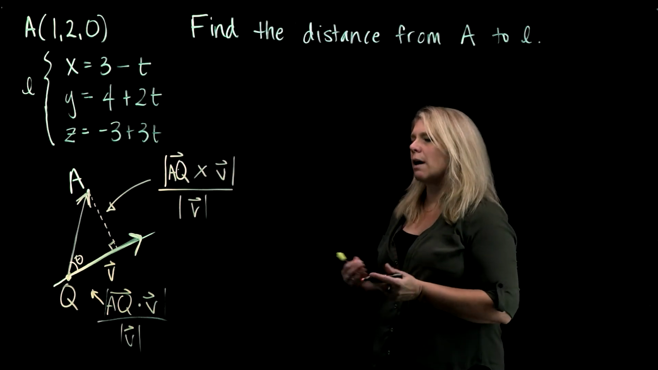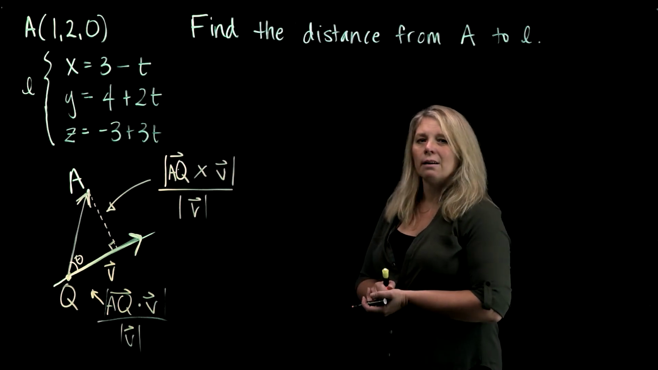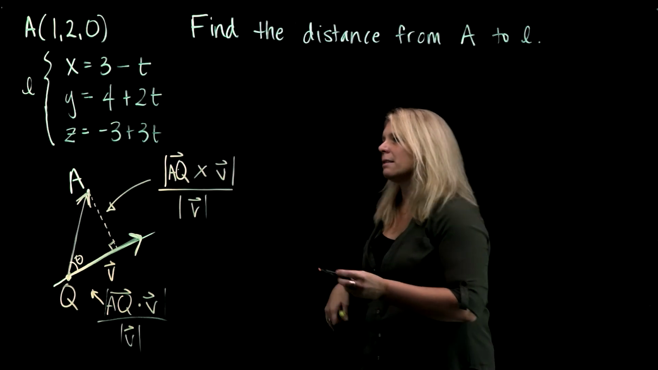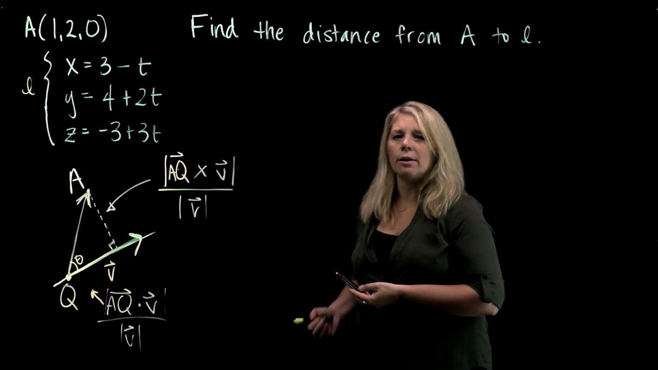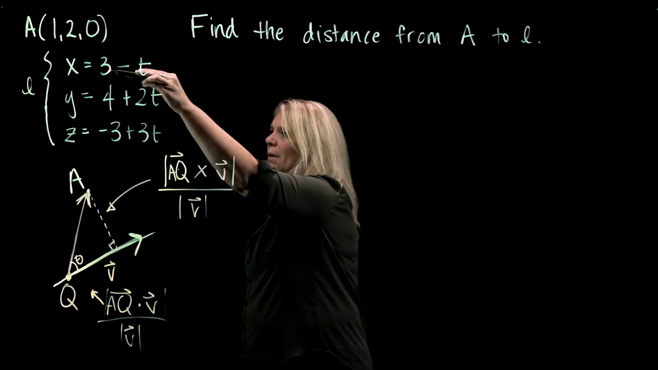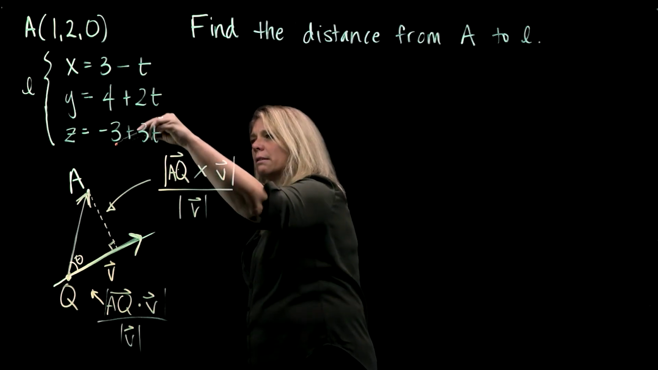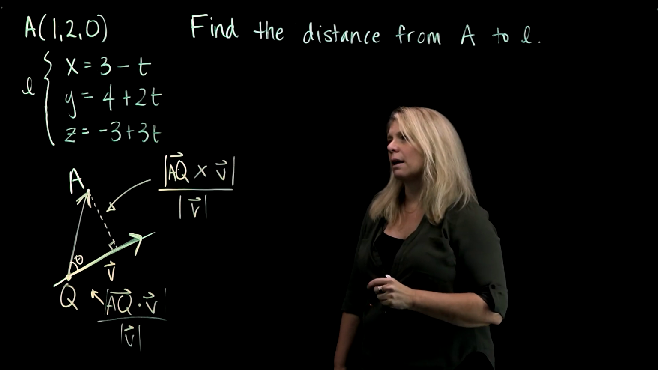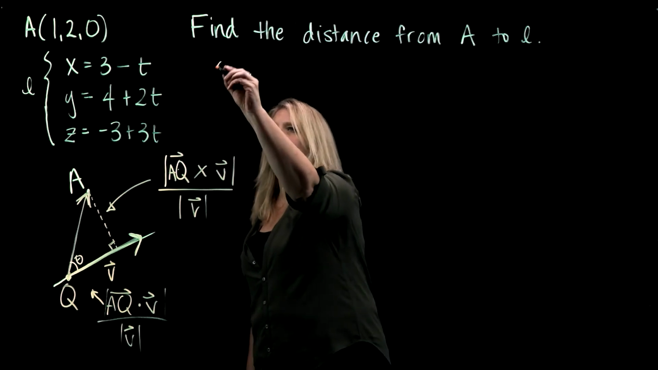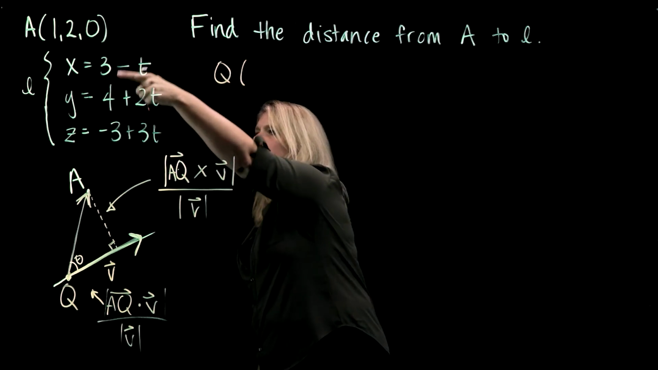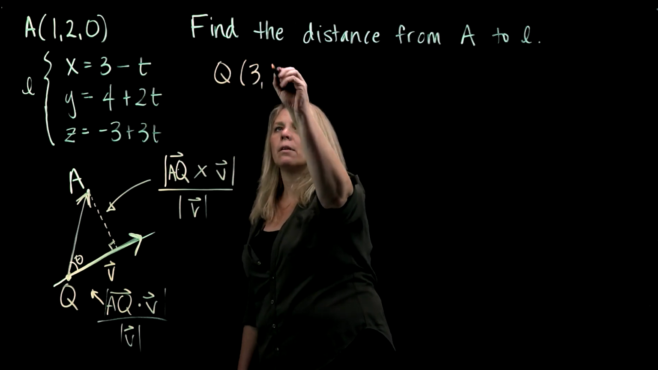All right, so let's go ahead. We'll find another point on the line. That's easy to find. There are a lot of ways you could do that. You could plug in different t values, but if you plug in t equals 0, you get a point on the line. So I'm going to call that Q. So 3, 4, -3.